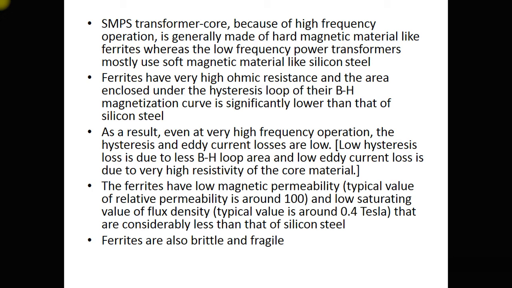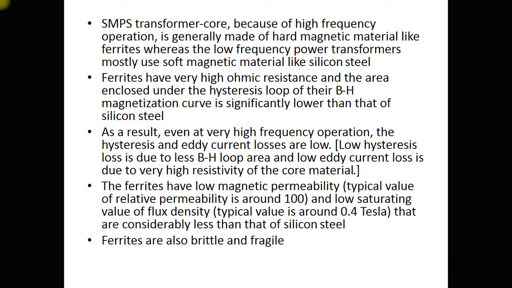In case of line frequency transformers, you have the iron core, whereas in case of high frequency, most of the times you have hard magnetic materials like ferrites, where the low frequency uses something like iron, silicon, steel, etc. Ferrites have very high ohmic resistance, and the area enclosed under the hysteresis loop, if you imagine the BH curve, is significantly lower. So you have a thinner kind of hysteresis loop. As a result, even at very high frequency operations, the hysteresis and eddy current losses are low, and that is one of the biggest advantages of switching power supplies, because the transformer losses are very low.